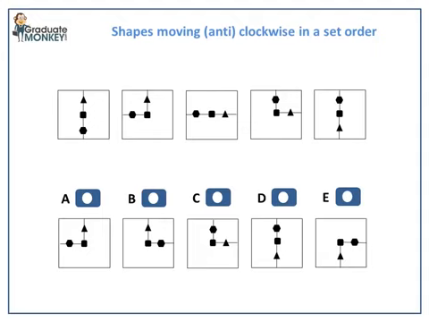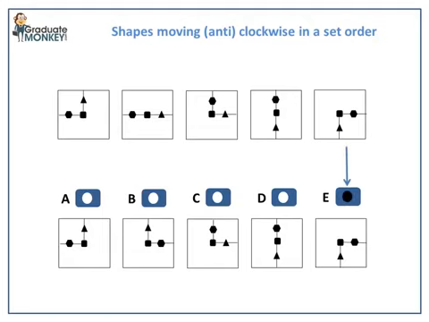Since at step 5 it was the triangle that moved, at step 6 it should be the hexagon that moves clockwise. Let's take a look at it again. Hence the correct answer should be E.